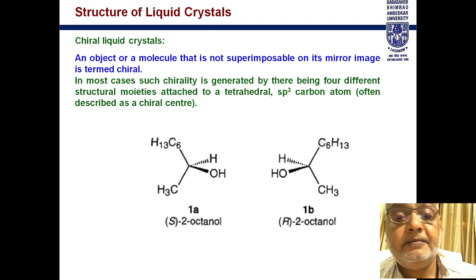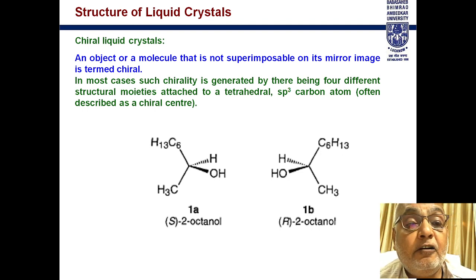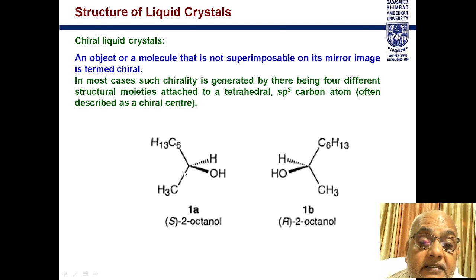Chiral. An object or molecule that is not superimposable on its mirror image is termed chiral. In most cases, such chirality is generated by there being four different structural moieties attached to a tetrahedral sp3 carbon atom. Like this, you can see the chirality maintained. 2-octanol and R-2-octanol.